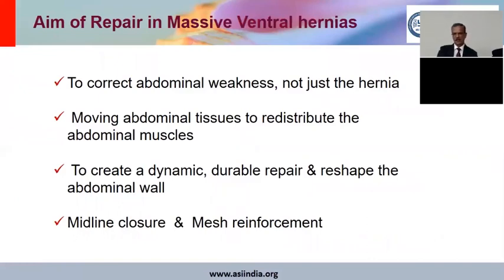The aim of repair in all these massive ventral hernias is to correct the abdominal weakness and not just the hernia. Moving the abdominal tissues to redistribute the abdominal muscles and then create a dynamic, durable, tension-free repair and reshape the abdominal wall. And finally, do a good midline closure with the mesh reinforcement.